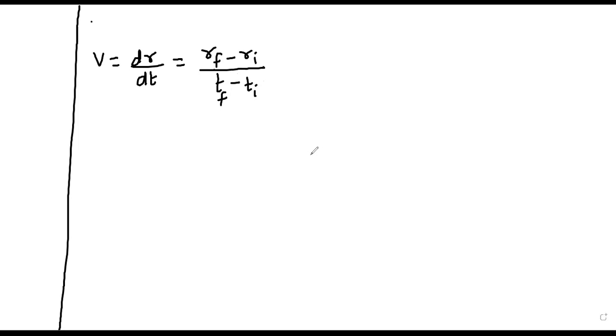Generally, the initial point we consider as the reference point or fixed point. So we have velocity as final position minus initial position divided by t, the time taken t.